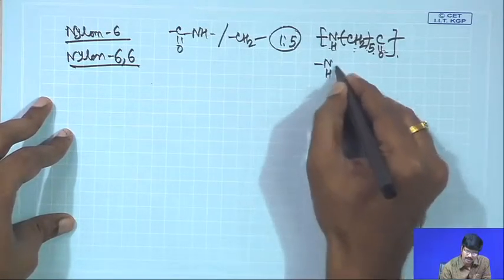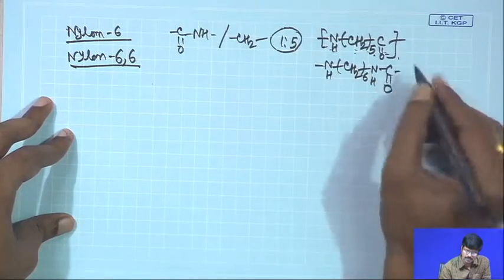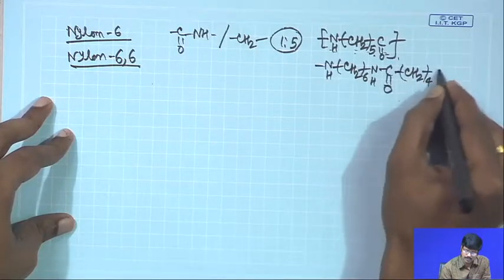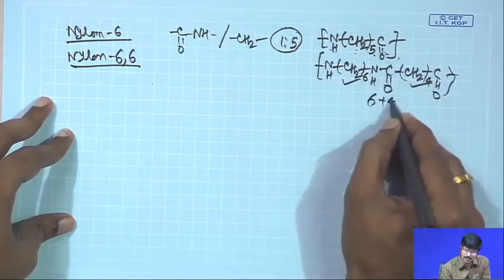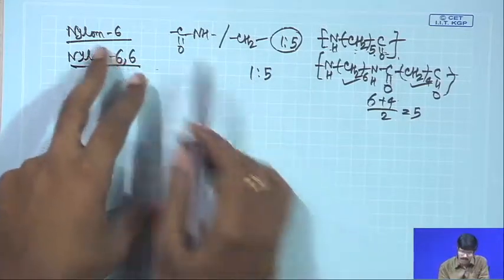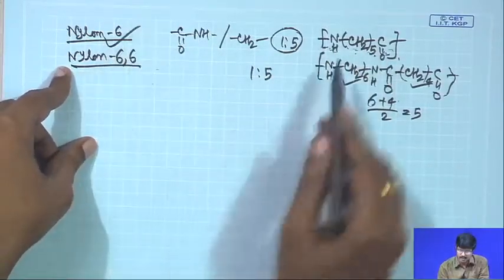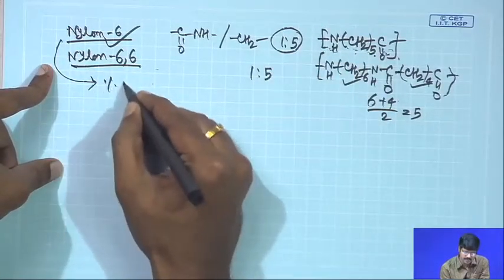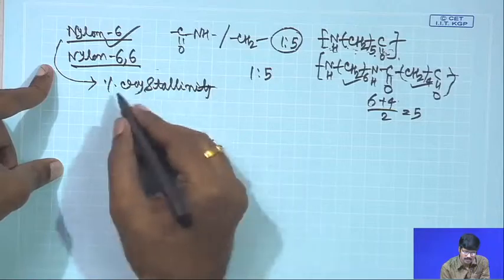We told that because nylon 6,6 is NH CH2 whole 6 NH, then CO CH2 whole 4 CO. So, basically 6 units here and 4 units here. So, it is 6 plus 4 divided by 2, on an average 5. So, for nylon 6,6 also the ratio is 1:5, but because you have an odd number of CH2 units between the NH and CO groups in nylon 6, that will retard crystallization. So, percent crystallinity will be less for nylon 6 when you compare with nylon 6,6.